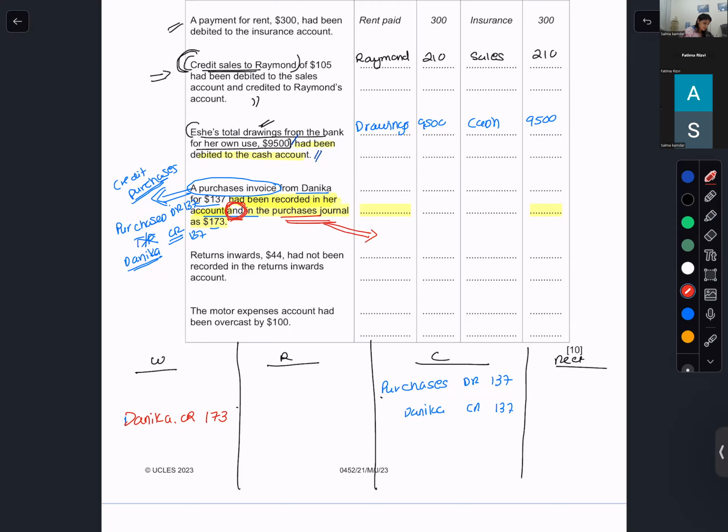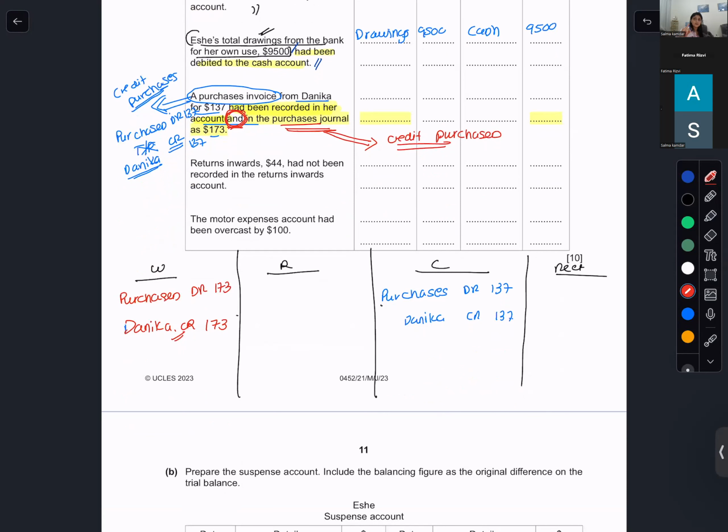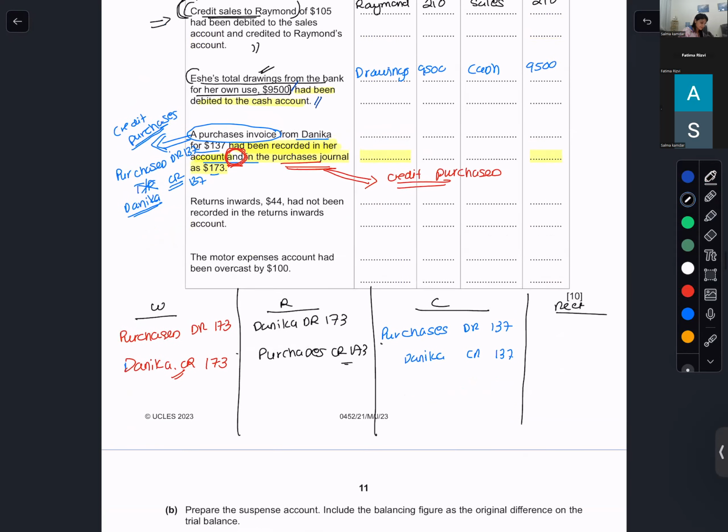Credit purchases. That means you have done wrong in Danika's account also, and you have done wrong in purchases account also. Are you with me? You have done wrong in Danika's account also. You have done wrong in purchases account also. Now, if I reverse this, it will become Danika debit 173, purchases credit 173. Are you with me? Yeah.